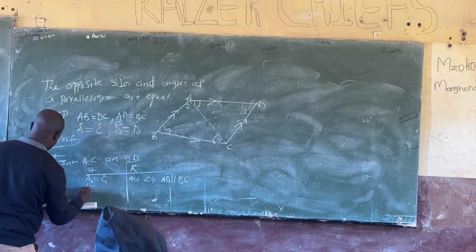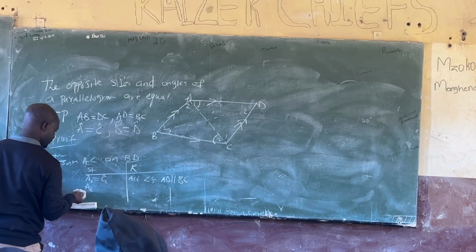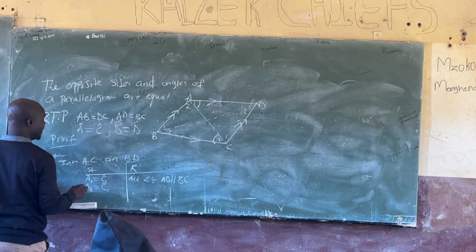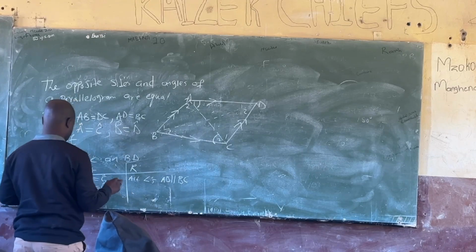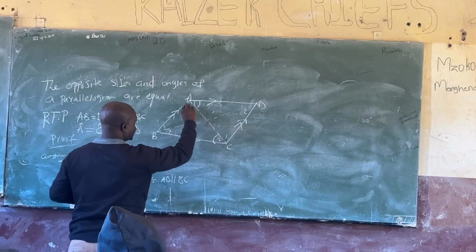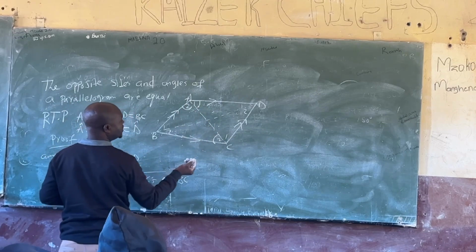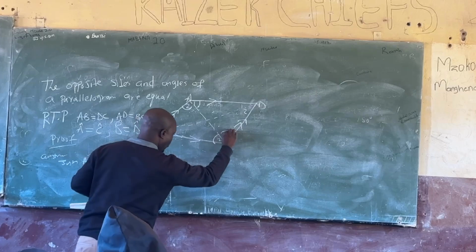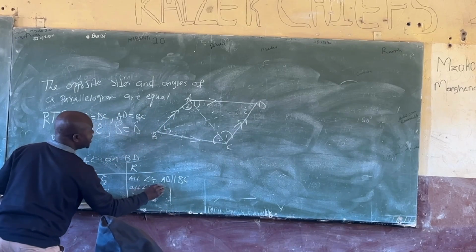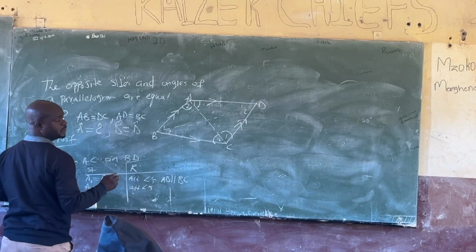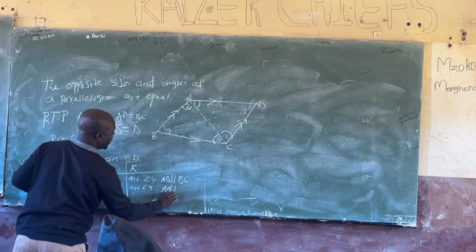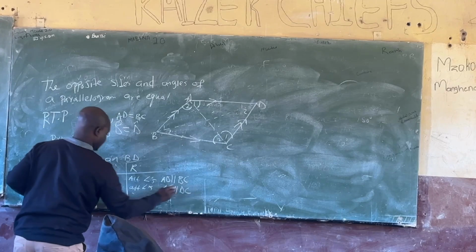Another one. Angle A2 equals angle C1. And the reason is alternate angles. Which sides are parallel? AB parallel to what? DC.